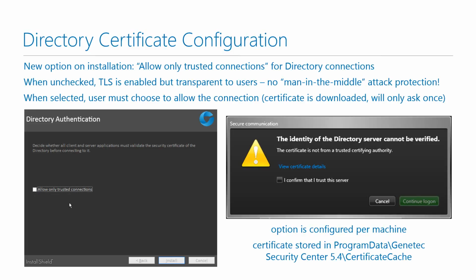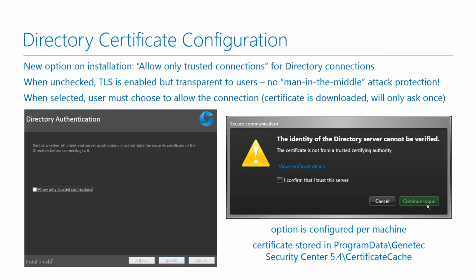Now, if we do have this checked, what happens when the clients connect is they must actually choose to allow the connection to trust the directory server. So they're going to get this pop-up window the very first time they log in, and it's going to say we've received the certificate from the directory. Here's the details if you want to take a look at them, and if everything looks okay, they can click on the I confirm that I trust this server and then continue login. At that point, it's going to accept the certificate, it's going to keep it in a cache locally, and it's never going to have to ask for this again.